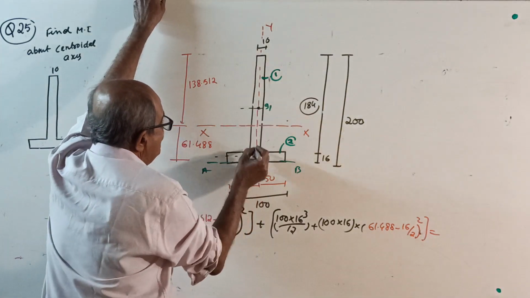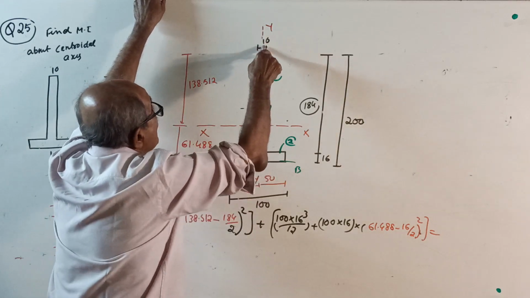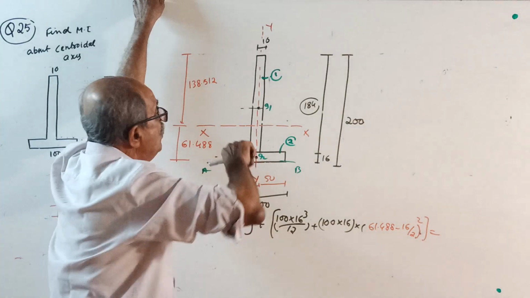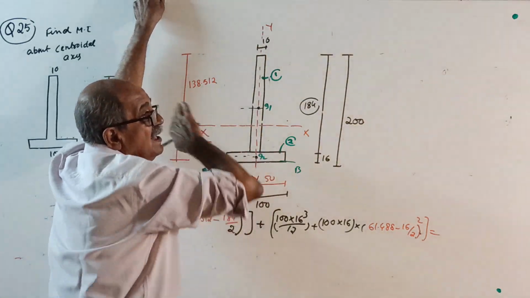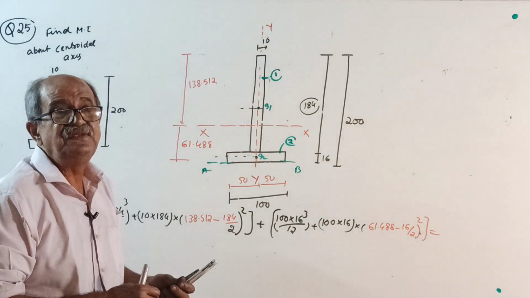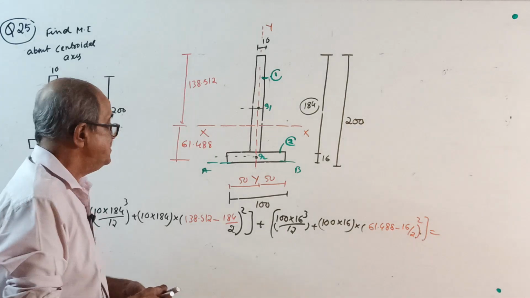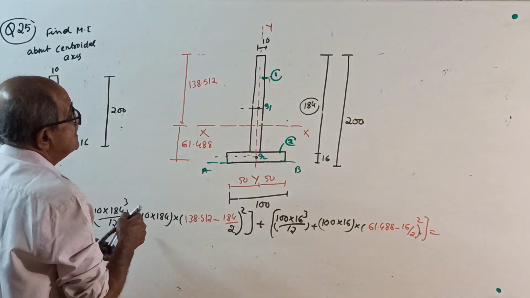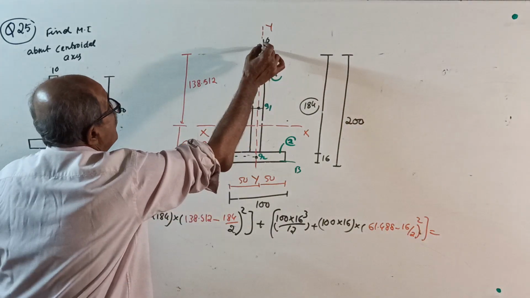Now when you find IYY, make a note. This centroid and this centroid both are lying on YY. Therefore, when you do I about YY, the perpendicular distance is not there. Ig plus A h square, h is 0 for both, only Ig. Okay, IYY. Start here.